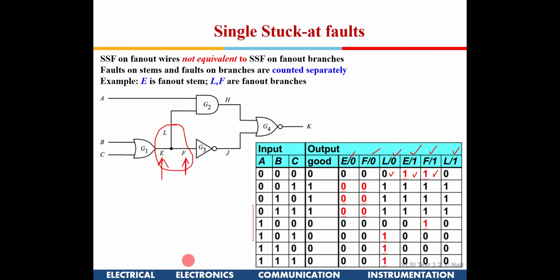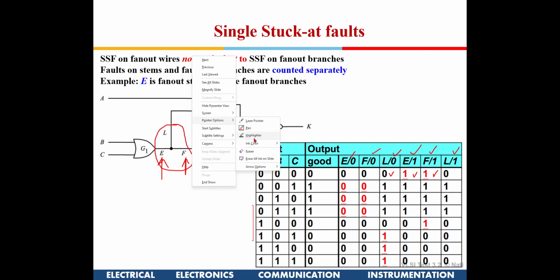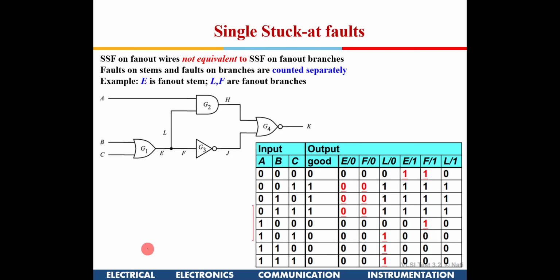Now here, did you observe something from this table? There is an issue here. Anybody? So when L is stuck at 1, then input 100 should not give the right output. When L is stuck at 1, and A is 1, so H becomes 1. Okay, it is an OR gate. So what is the issue now? We cannot detect L stuck at 1.